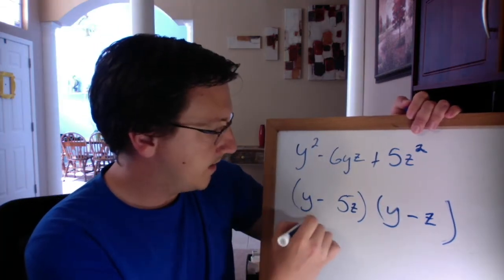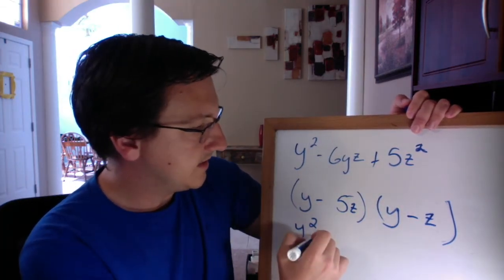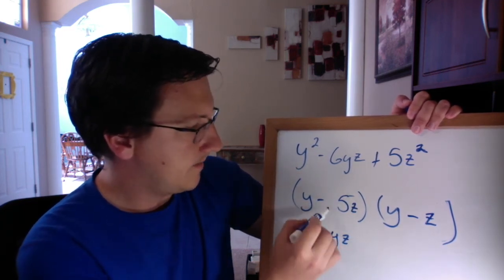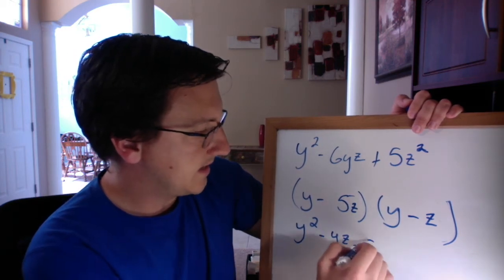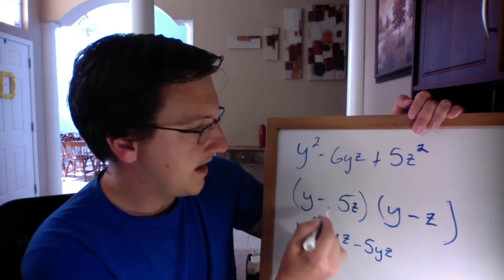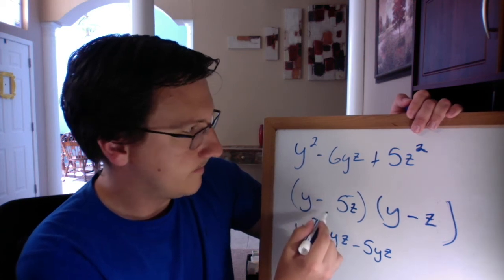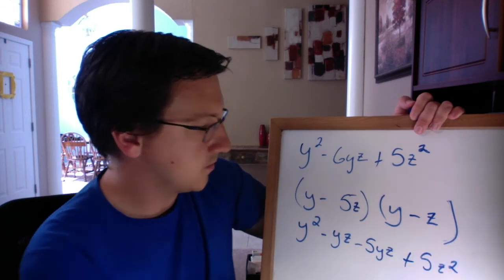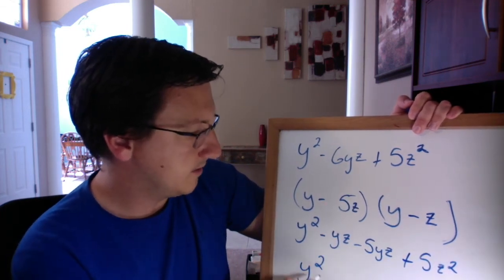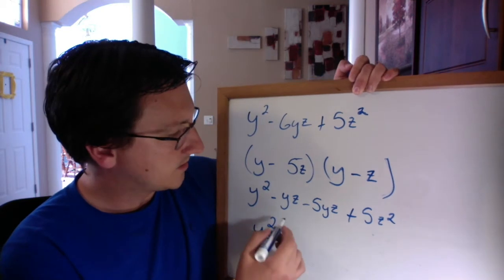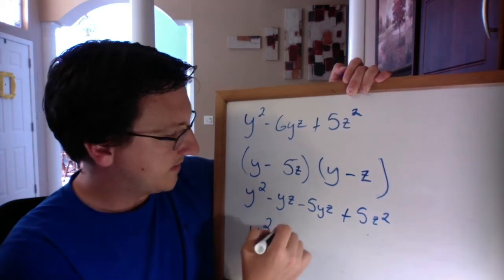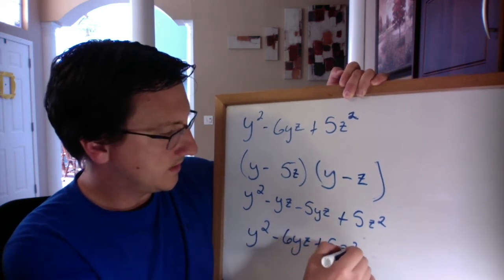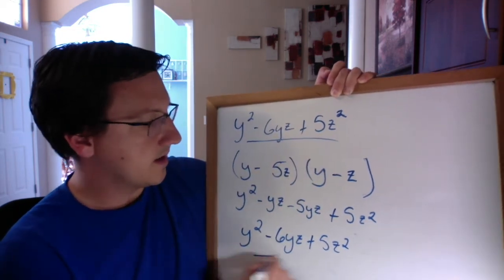y times y is y squared. y times -z is -yz. -5z times y is -5yz. And then -5z times z is +5z squared. Okay, so combine like terms: y squared, -yz minus 5yz is -6yz, and then plus 5z squared, which is the same thing we get right here.